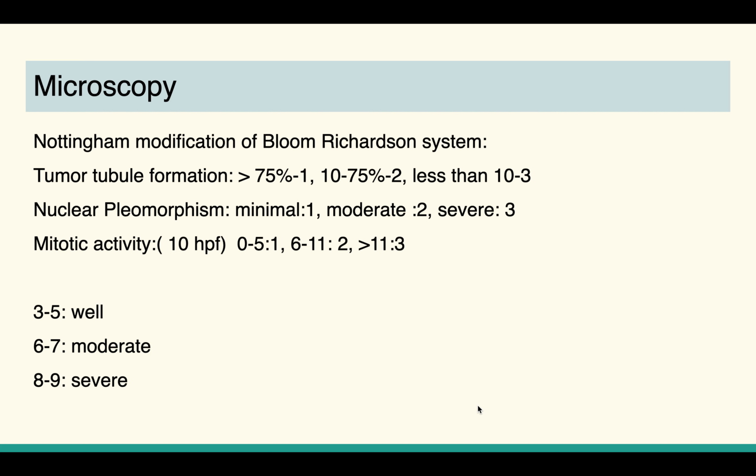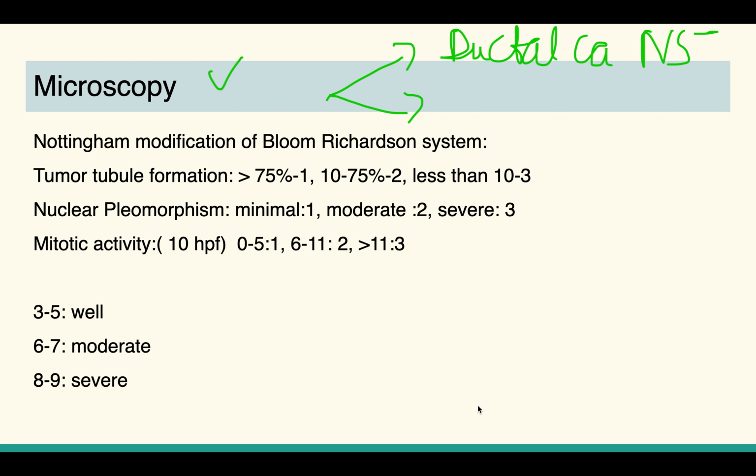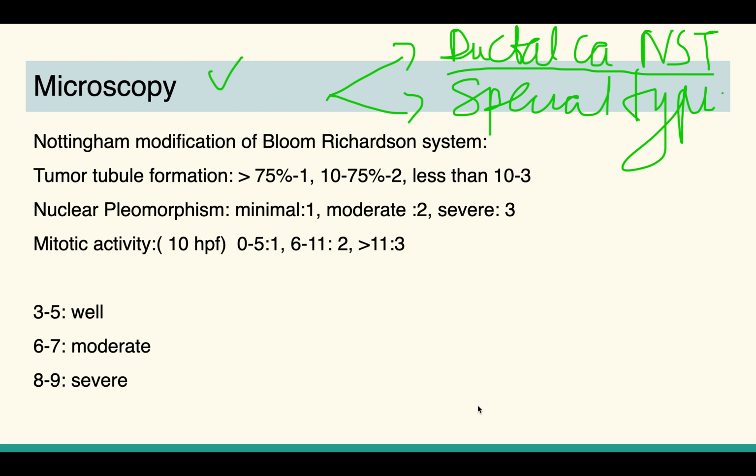Now going to the microscopy. In microscopy you will have firstly the invasive carcinomas, which have been divided mainly into two parts. You have your ductal carcinoma, no special type, and then you have certain special types. When we are talking about the grading system, we are talking about the ductal carcinoma no special type.